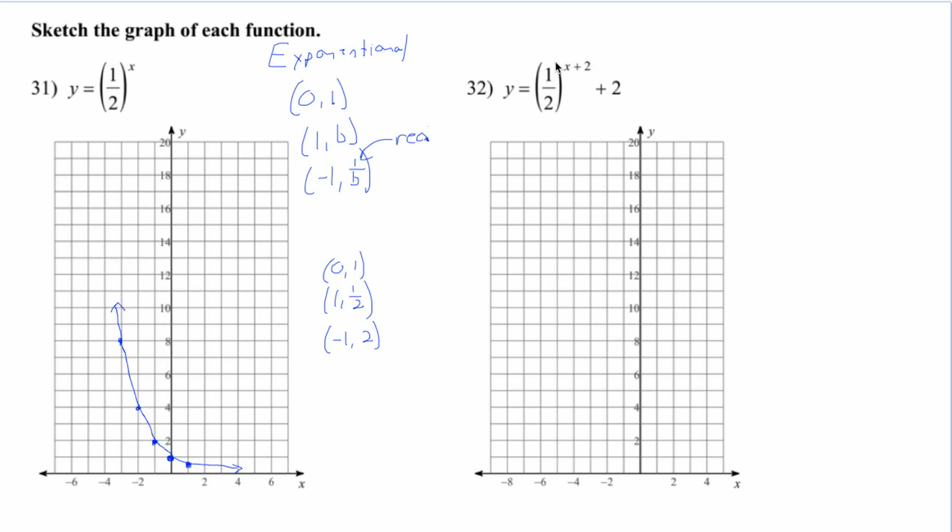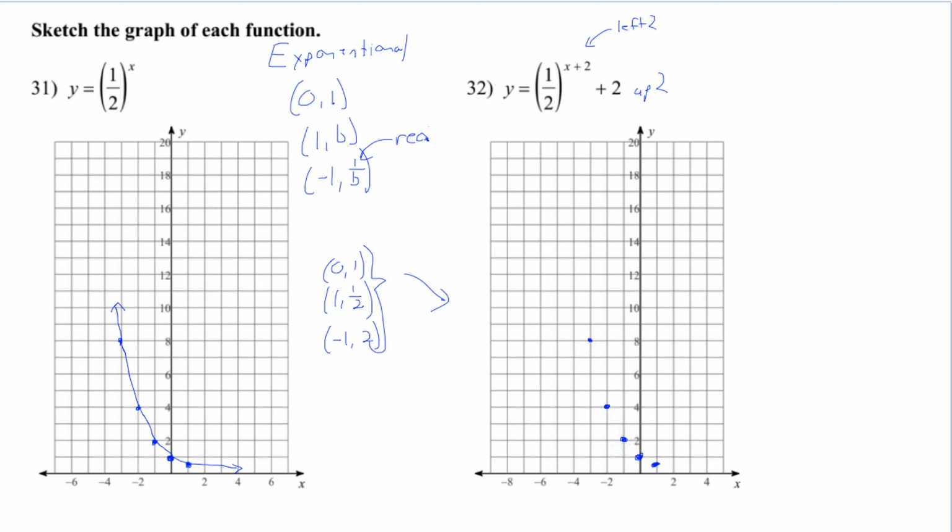Now, these are actually related because this is 1/2 to a power, but how's this one going to be affected? Well, it's going to move left 2 and up 2. So we're going to start with these same few points from the parent function. We'll start with this graph, and then we'll do our shifting of points. So we've got (0, 1), (1, 1/2), and (-2, 4). And again, we could have put a couple other points in here if that's helpful.